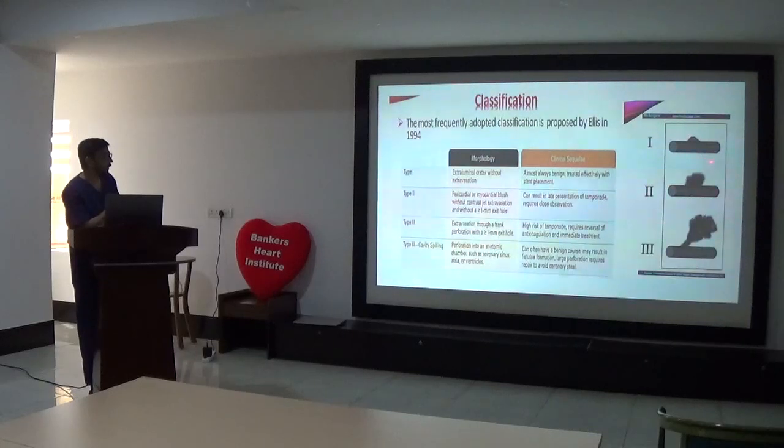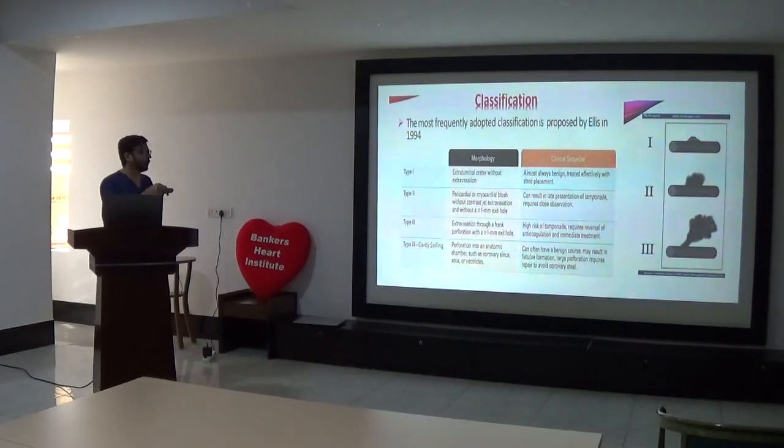Type 1 has only extraluminal craters, only a small pinch. It is not extravasation, it is a mild perforation and there is no need to worry. We just need to observe, and later on if the patient develops effusion or more hemodynamic deterioration, then we will decide the further plan of action. Type 1 is an extraluminal crater without extravasation, otherwise benign in nature.